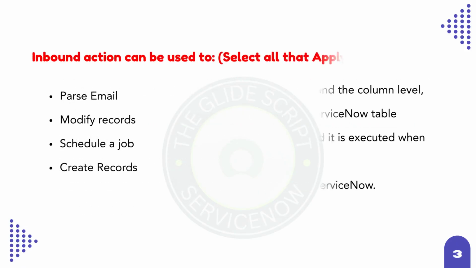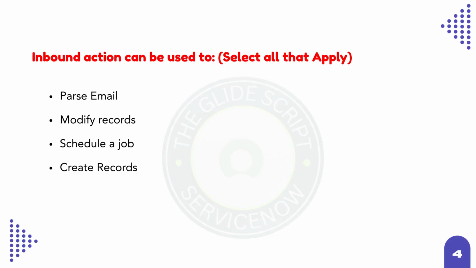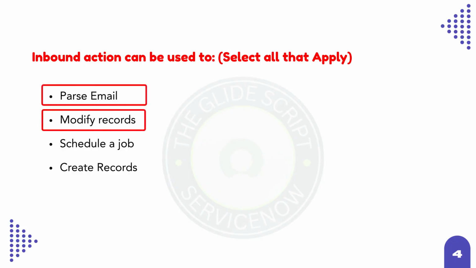And next question is, inbound actions can be used to, select all that apply. 4 options are given and you have to select multiple options from it. And the correct options are parse email, modify records, and the last one, create records. So these 3 options are the correct. Let's move to the next question.